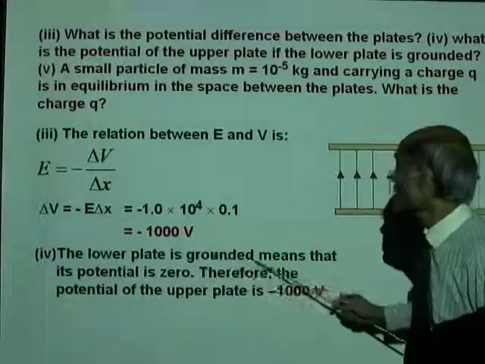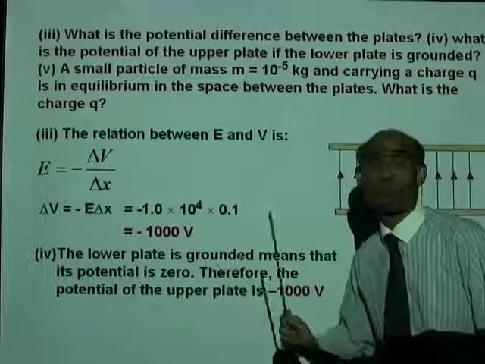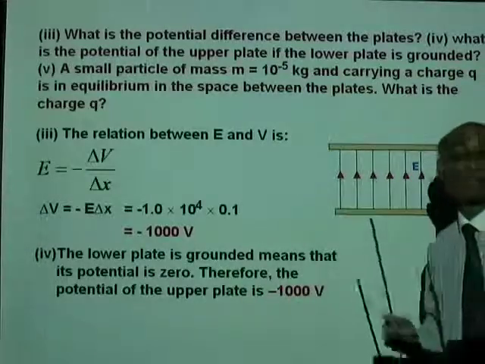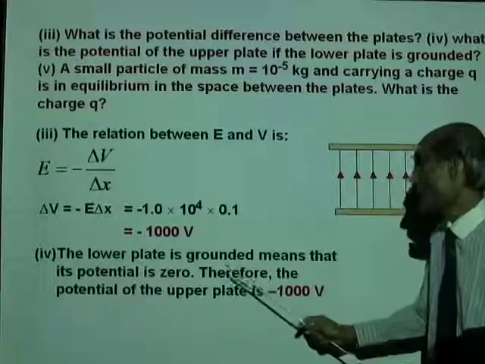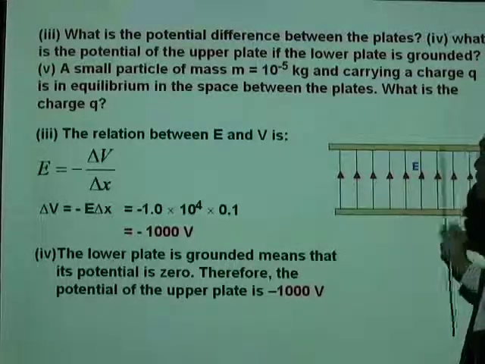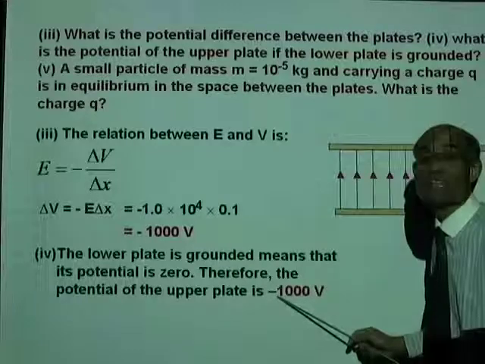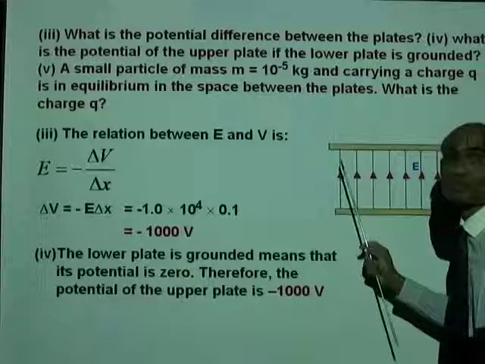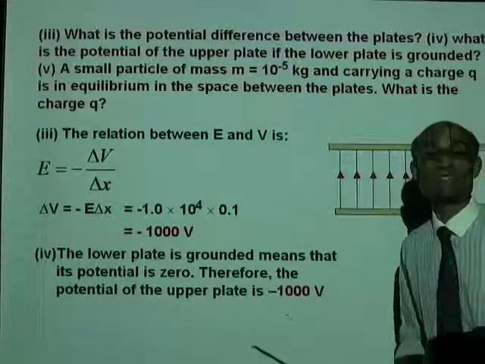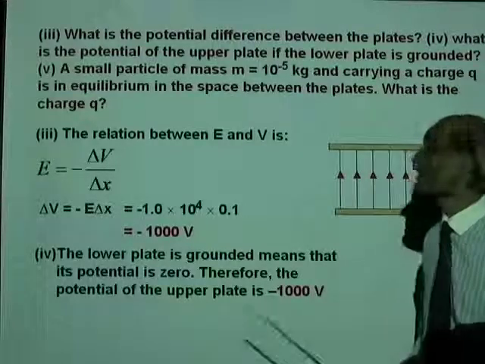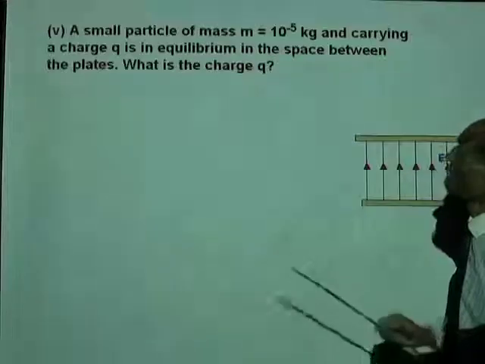The lower plate is grounded, which means that its potential is zero. Anything that is grounded is at zero potential. And therefore, the potential of the upper plate is negative 1000 volts. It is a negative plate. Its potential is negative 1000 volts. Okay, how about the last part?